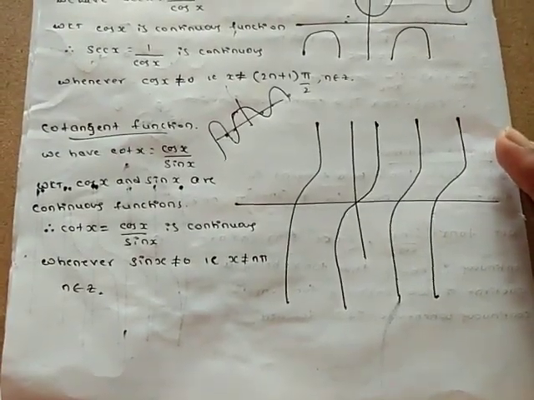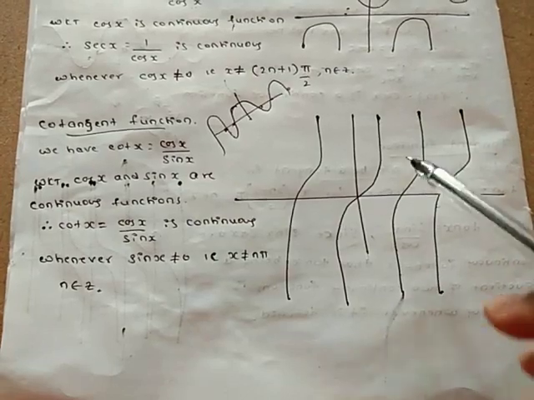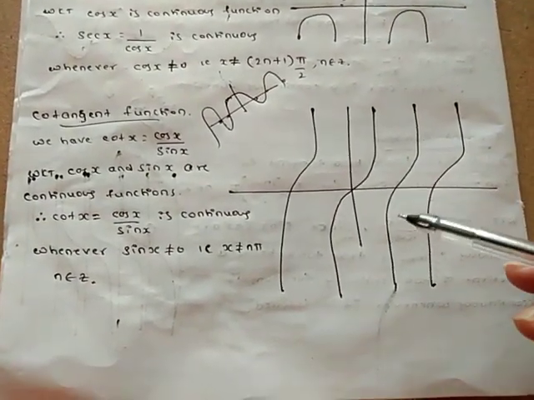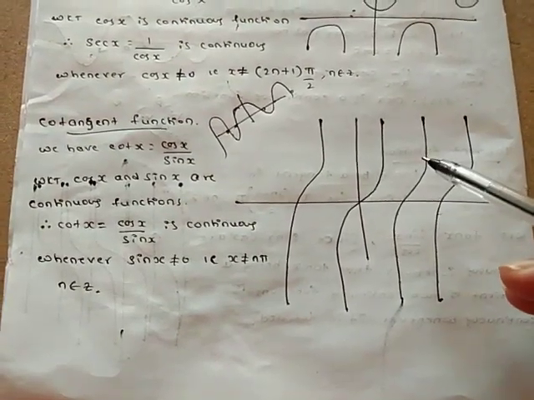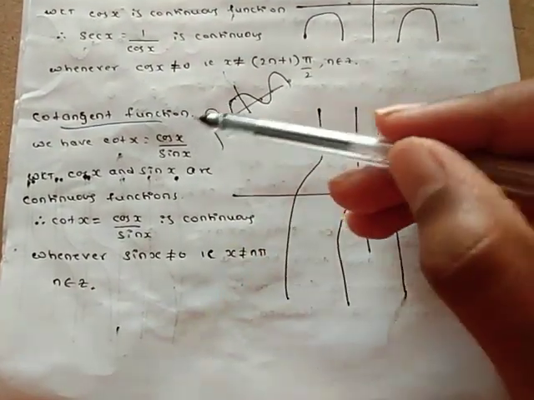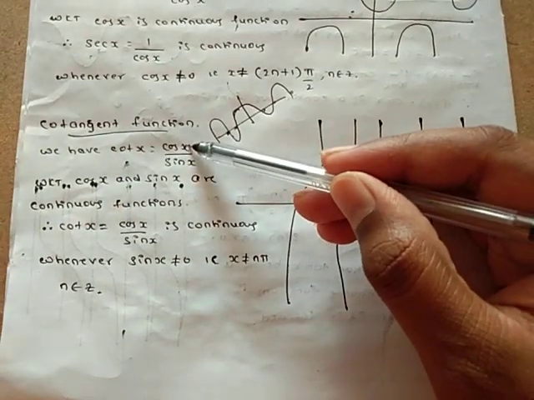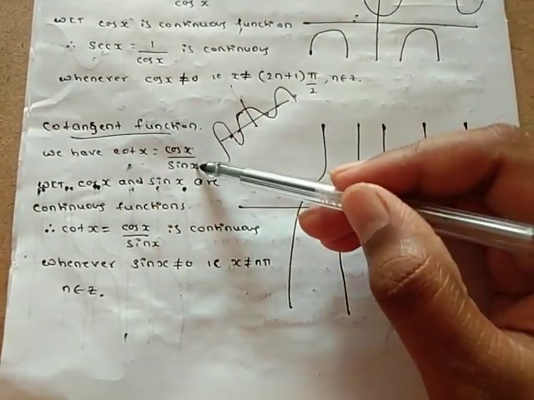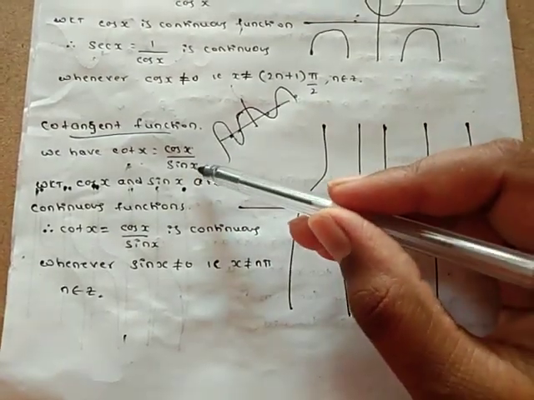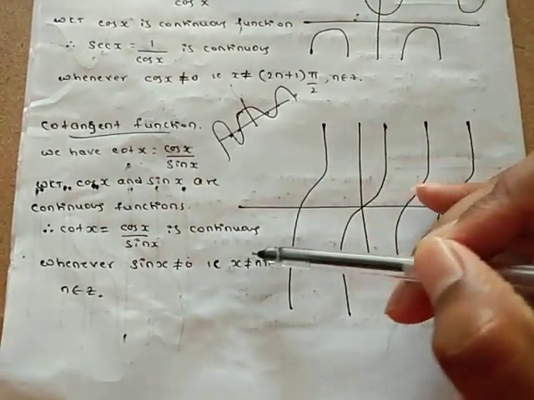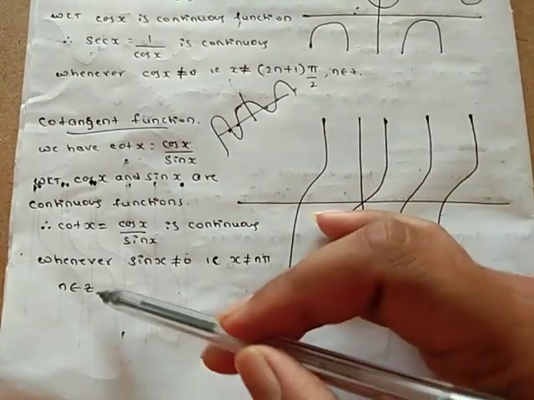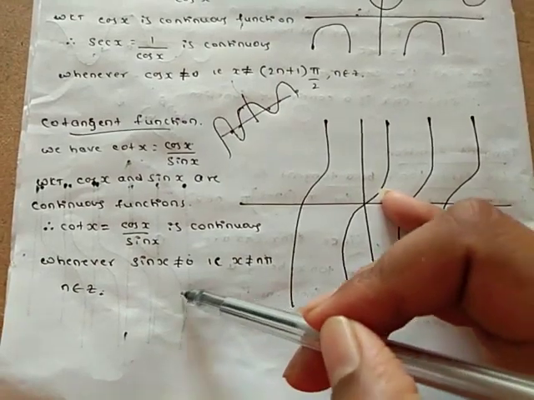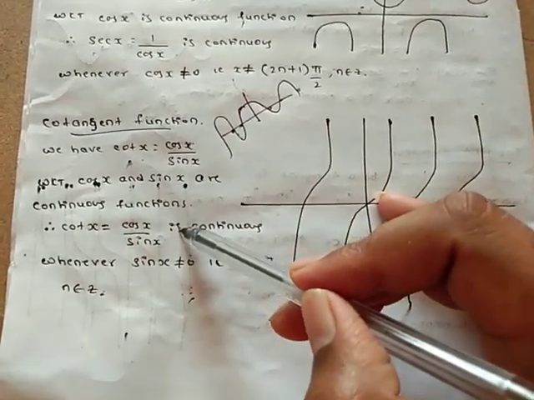cot function or cotangent function. Observe the graph here, it's similar to the tangent function. Since cos x divided by sin x is equal to cot x, and cos x and sin x are continuous functions, similarly we can say that whenever sin x is not equal to 0, that is x not equal to n pi, where n belongs to Z, and these conditions are followed, then only we can say that the given function is a continuous function.